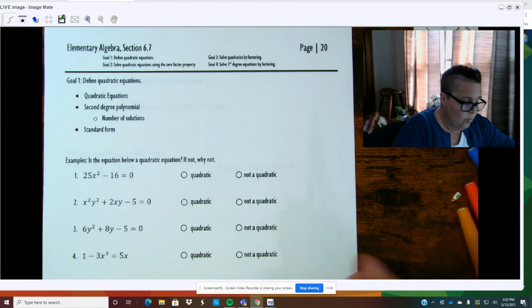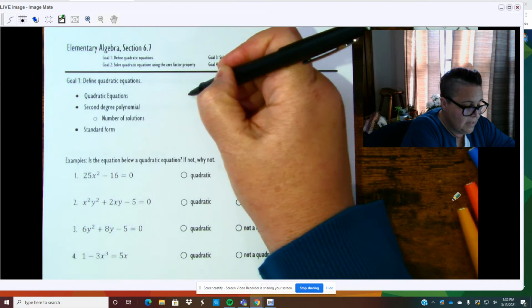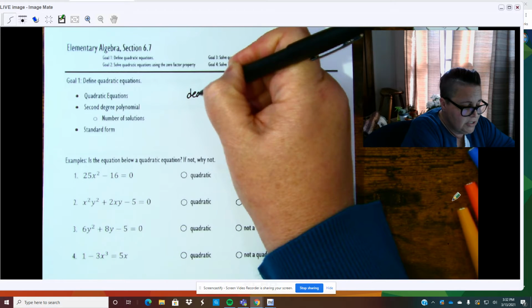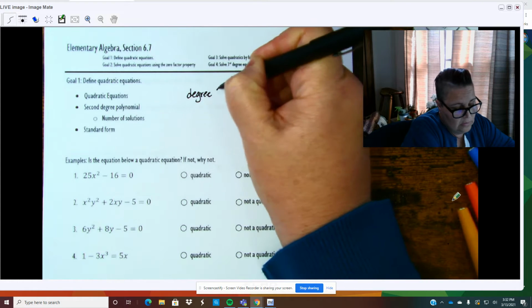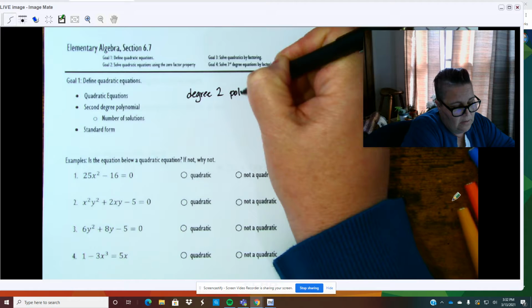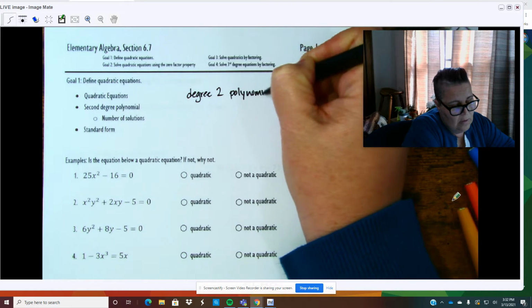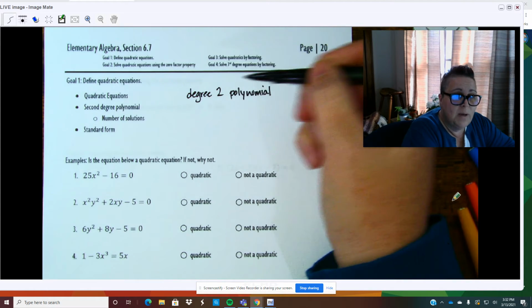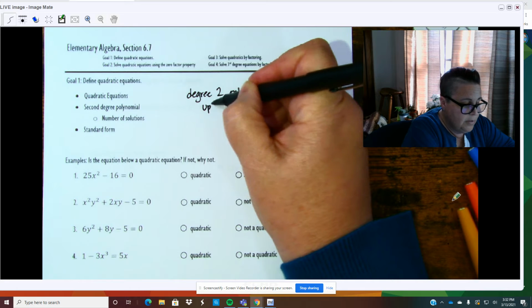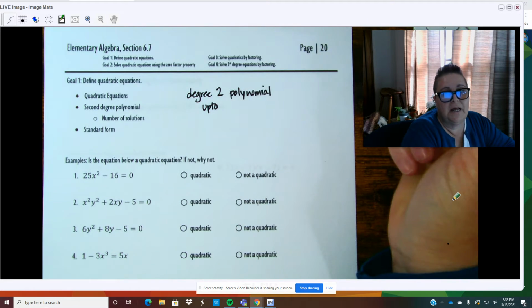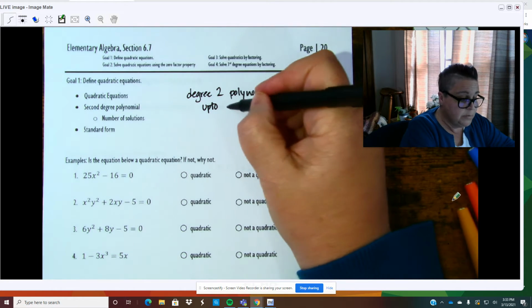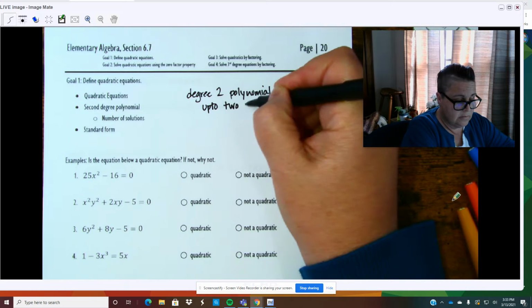So, what am I saying? The quadratic equation is a degree 2 polynomial. As a degree 2 polynomial, there are up to, not necessarily always, but up to 2 solutions.